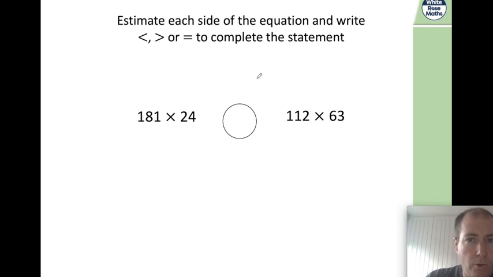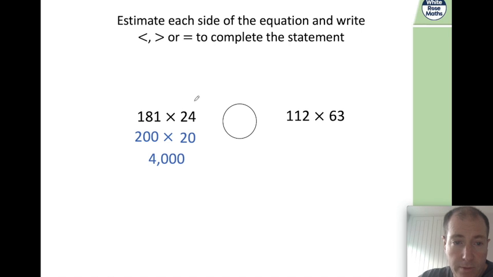Estimate each side of this equation and write less than, more than, or equal to complete the statement. So let's think about how we use some estimation in the previous question to solve this one here. Well, again, we've got a number that is very close to, if we rounded it to the nearest 10, 180. And this one we could round down to 20. The answer will be 4,000, because what we've done is we've done 200 times 2 times 10. We can think of it like that.